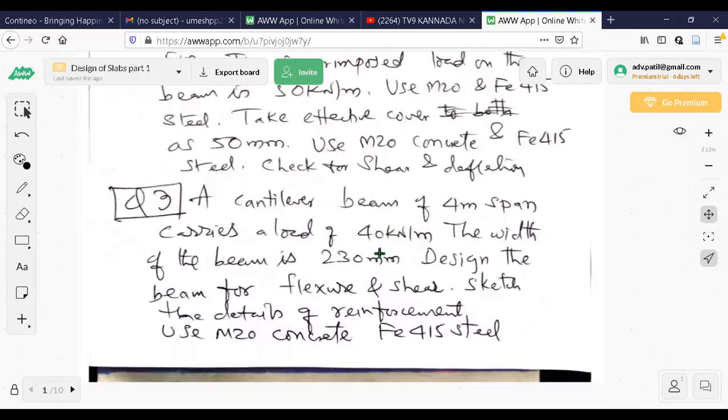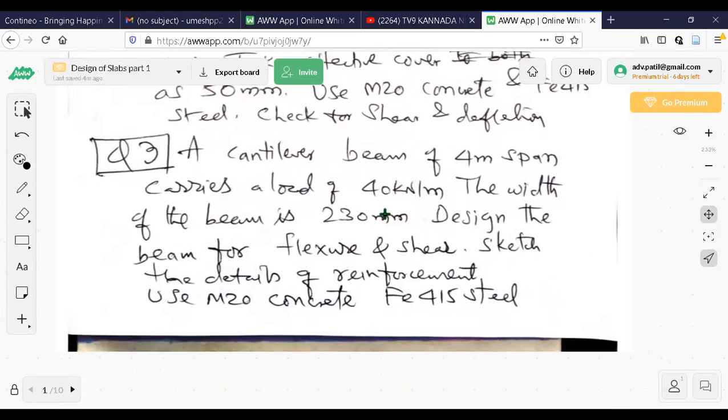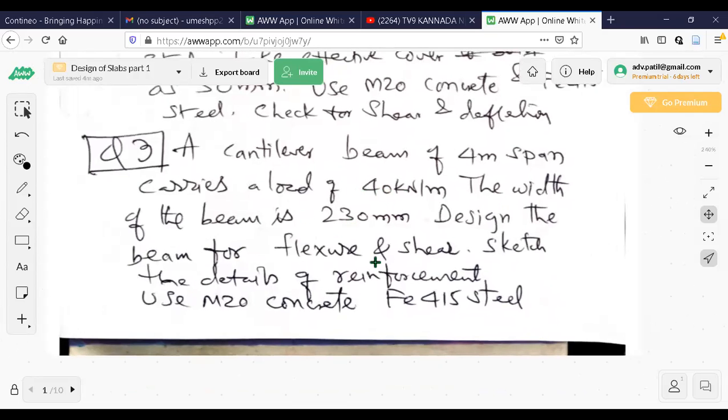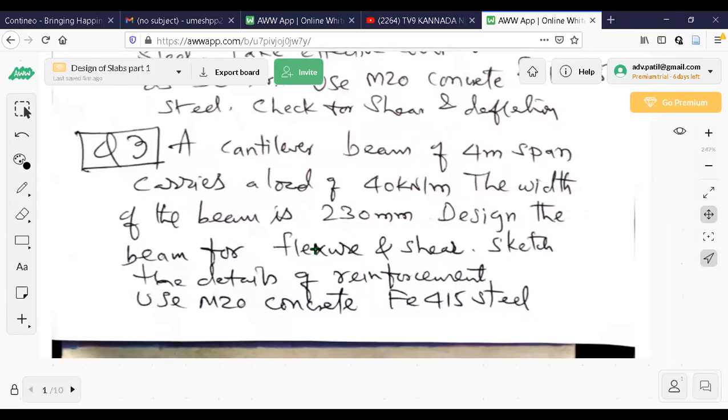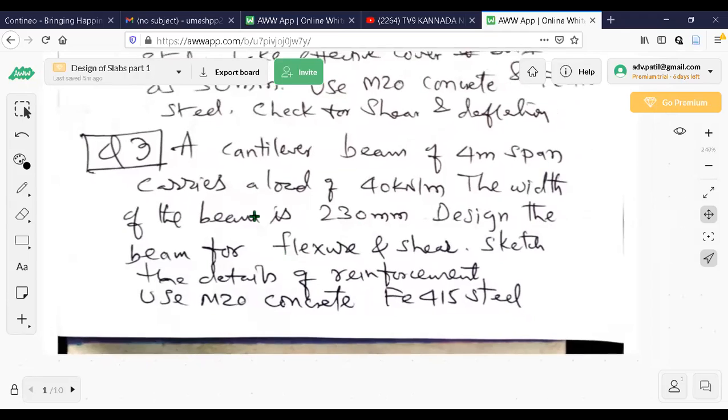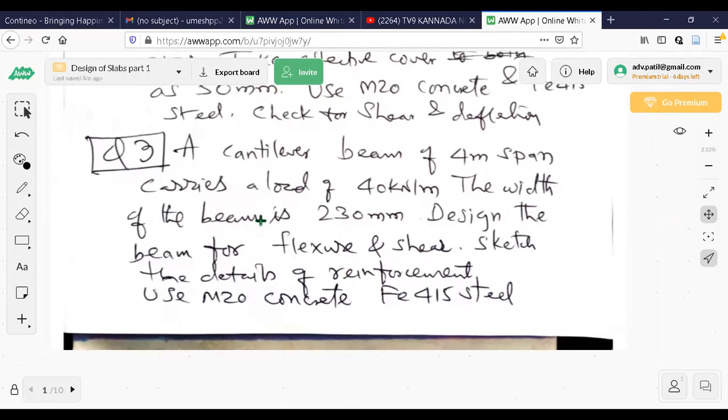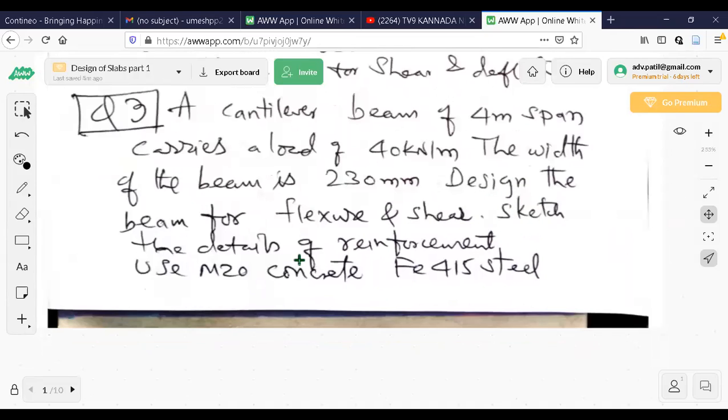Here also you can see, even a cantilever beam, 4 meter span carries a load of 40 kN, relatively high load it is. The width of the beam is fixed. Design the beam for flexure shear. Now if you try to design a singly reinforced cantilever beam, the depth will be too high. Just try this one because again you may have to design this as doubly reinforced cantilever beam. Only thing that you should understand is MU is WL square by 2, not WL square by 8.